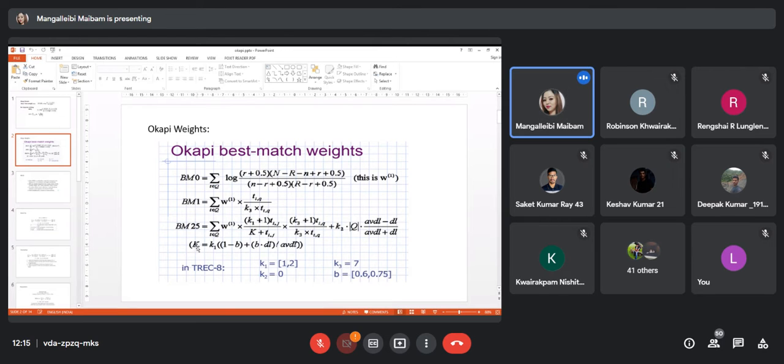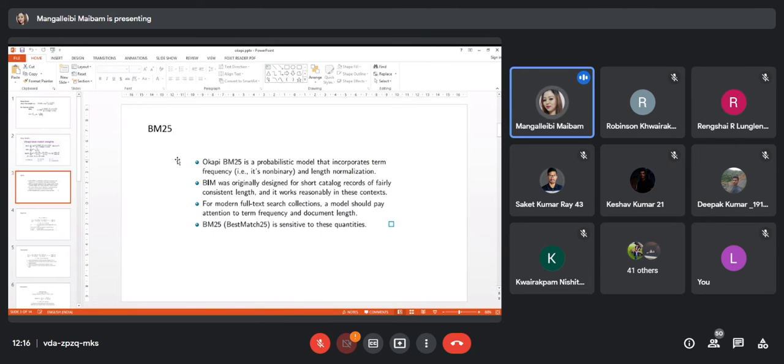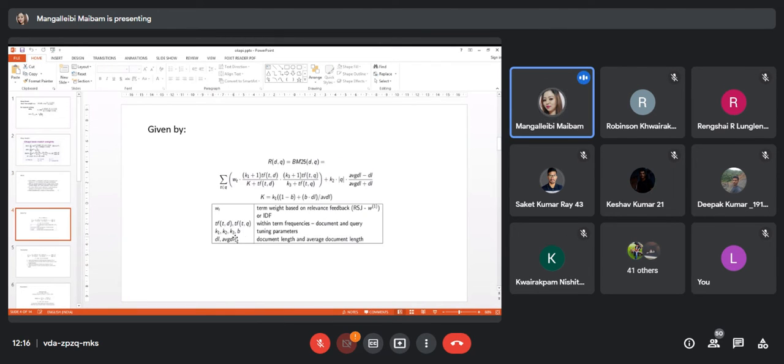We need to calculate capital K, then B, K1, K3, and K2. So K1 is 1.2. Okay, and normally K2 will be 0 and K3 will have a higher value, which is normally taken as 7 for efficient calculation. B value also ranges from 0.6 to 0.75. So all these parameters are known as tuning parameters.